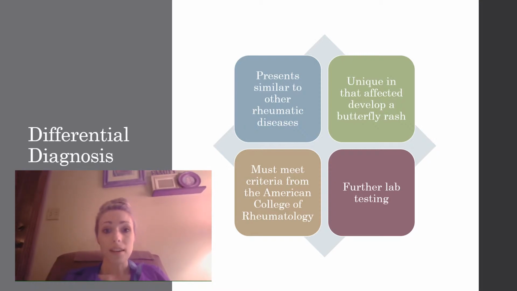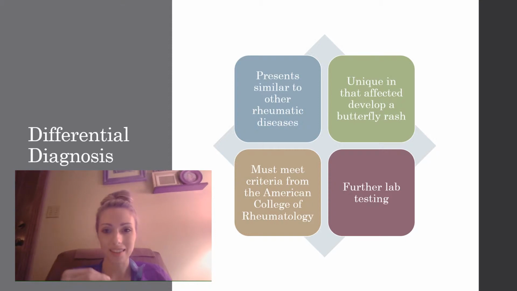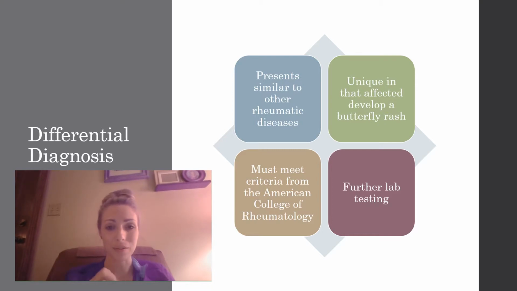So, making a differential diagnosis. A differential diagnosis is confirming what you think you have as a diagnosis and eliminating other diagnoses that could potentially be associated with that. So one of the things that I had mentioned before is that SLE is often misdiagnosed as RA because of the early arthritic manifestations. Because SLE presents so similar to other rheumatic diseases, it's often difficult to diagnose.